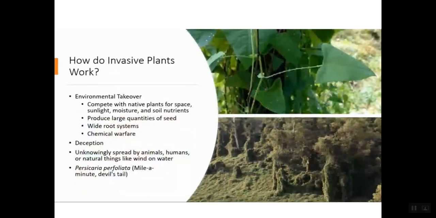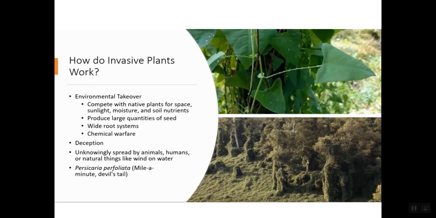So the other thing I had to go into is how invasive plants work. There are a few different ways that they do that. They usually do it by taking over the environment. They compete with the native plants for the resources that plants need, like sunlight and moisture, soil nutrients, and just space in general. A lot of invasive plants produce a lot of seeds. Some of them are in the around 10,000 seeds per plant range.